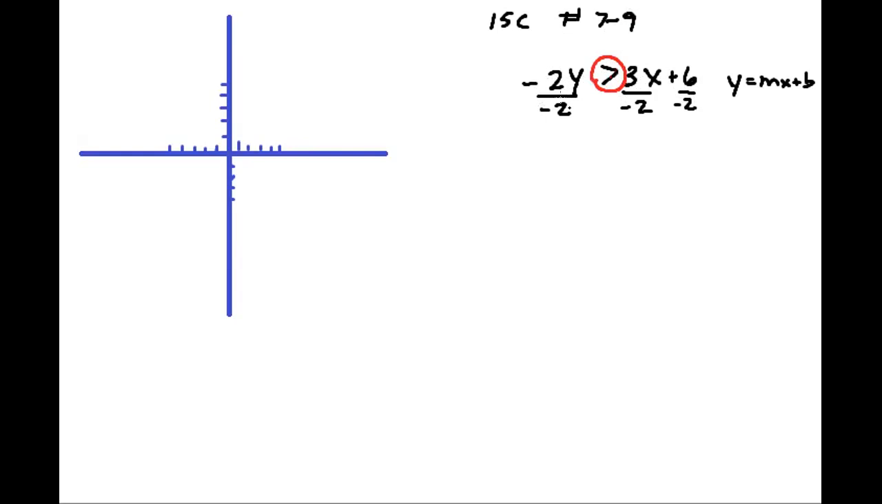So we're dividing by -2. This will leave us with y. We have to flip that sign because we divided by a negative number. And then we have -3/2 x minus 3.